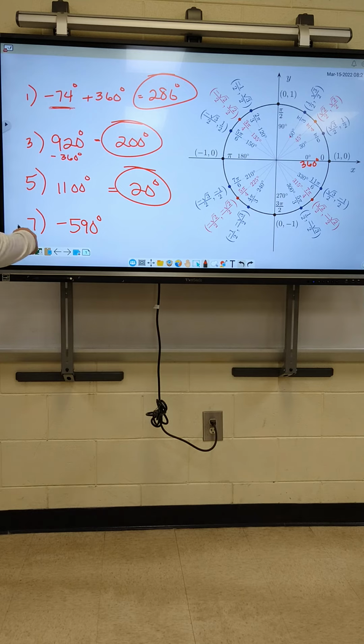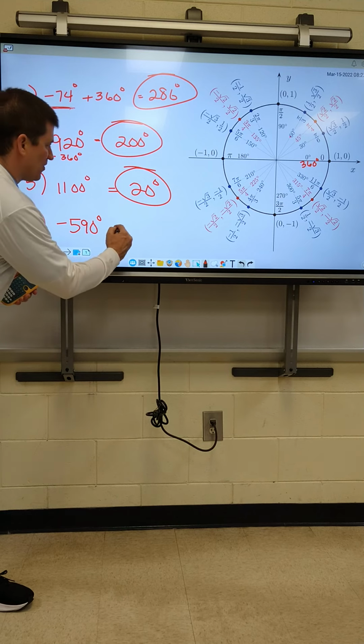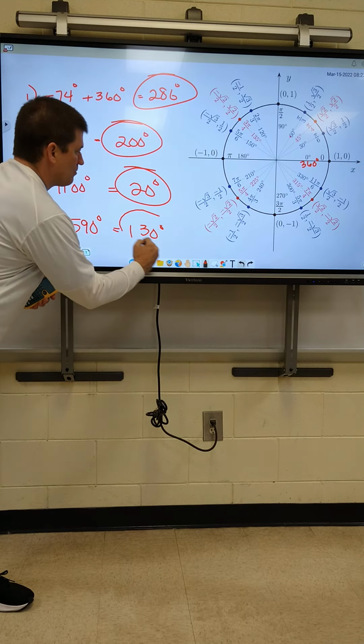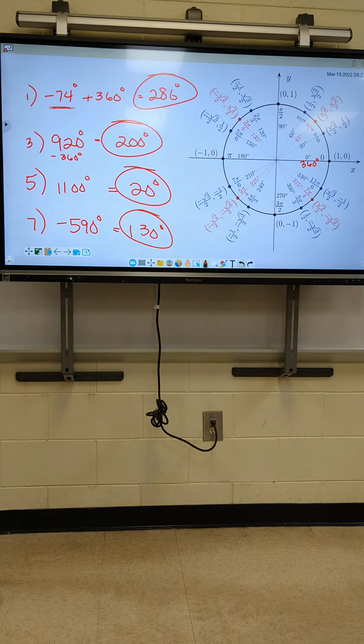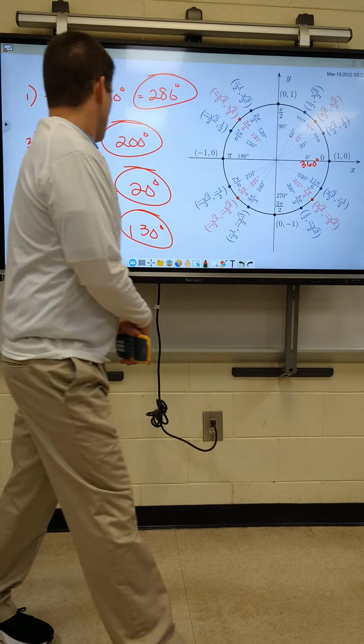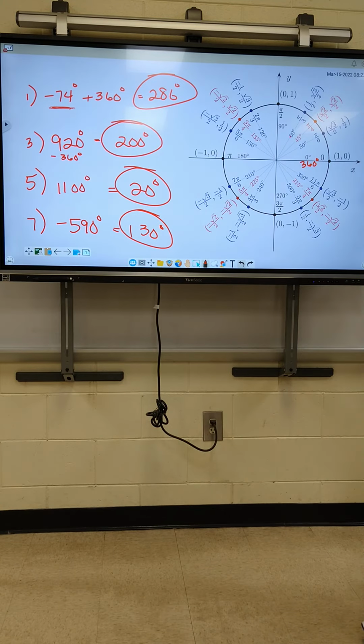All right, same deal if it's a negative on number 7. Instead of subtracting this time, we got to add 360. And you'll need to add 360 until you get a positive number. Somebody give me the answer. 130 degrees. Can it be right on 360? Yeah, it can be right on 360. That's fine. But if it's any bigger than 360, you got to subtract. So that's how you do the left column.